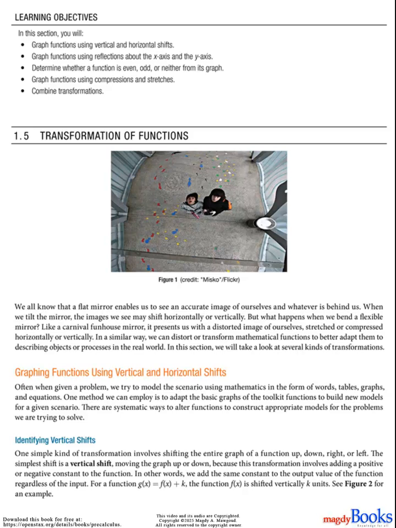Credit: Misco, Flickr. We all know that a flat mirror enables us to see an accurate image of ourselves and whatever is behind us. When we tilt the mirror, the images we see may shift horizontally or vertically. But what happens when we bend a flexible mirror? Like a carnival funhouse mirror, it presents us with a distorted image of ourselves, stretched or compressed horizontally or vertically.